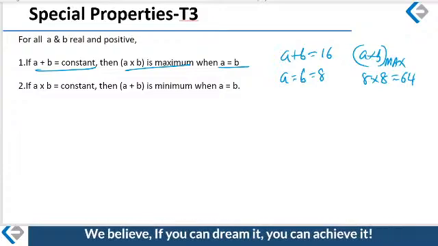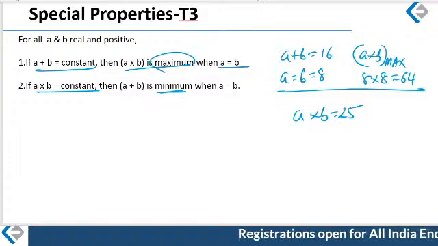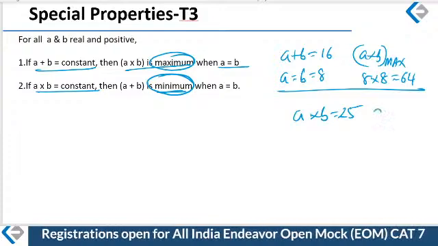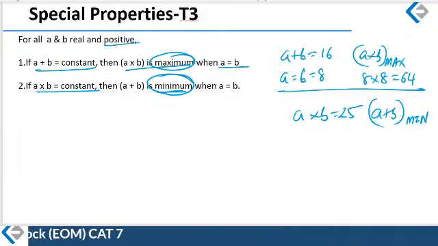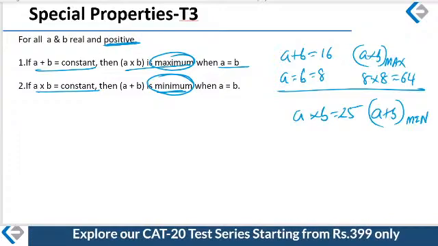Similarly, when the product is constant, on the other hand, if you say A into B is equal to 25, then what is the minimum? Always it's a minimum, reverse. Here it was max, here it is minimum. Therefore, what could be the minimum value of this A plus B? Now here what is the assumption? A and B are positive real numbers. Remember this. So the minimum comes when A is equal to B.